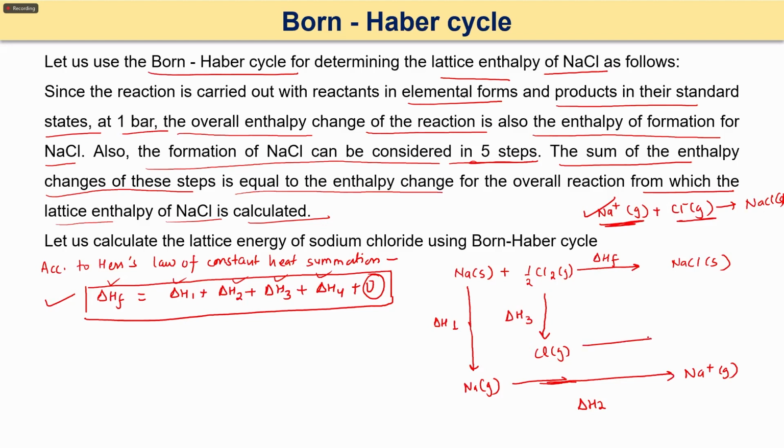Now this Cl gas will convert into Cl minus ion gas. Okay, now we have Cl minus and Na plus. What will happen? They will react together and will form sodium chloride solid. And what will we call it? The lattice enthalpy for the formation of sodium chloride, which is denoted by U in this. Okay. So your delta HF is heat of formation of sodium chloride.